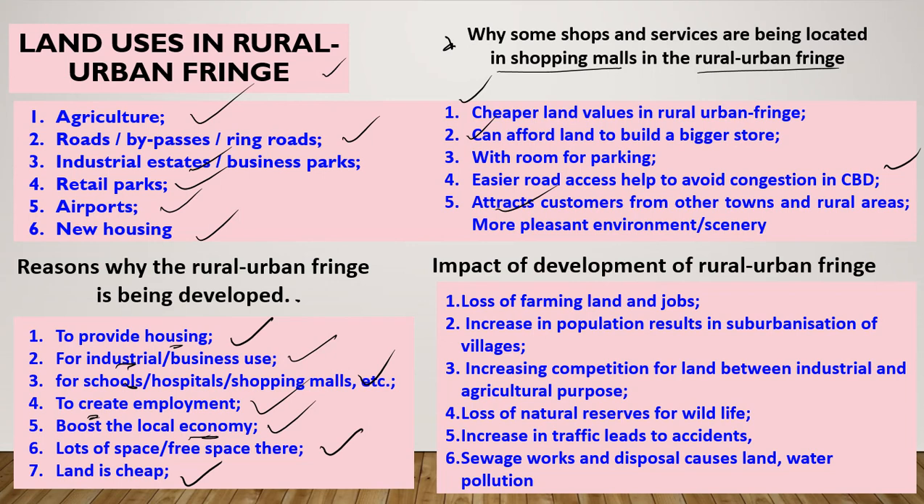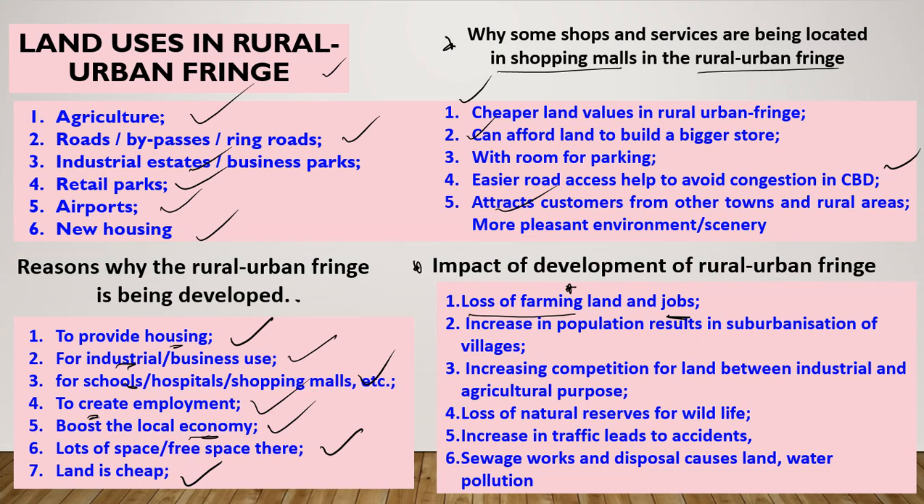Now, what is the impact of development of this rural urban fringe? It has a lot of impact. It affects both the natural environment and people. Some of the impact is loss of farming, because that area was used for farming earlier, but now it has been constructed. You have shopping malls, you have industries there, you have housing systems there. So it will lead to loss of farmland, obviously then loss of jobs for the farmers.